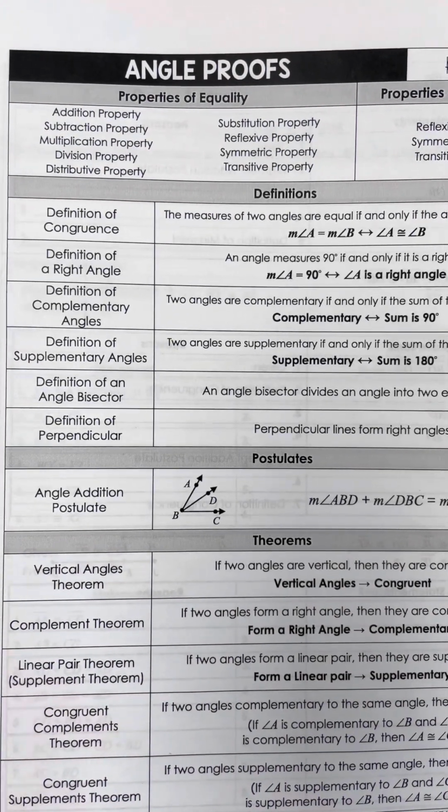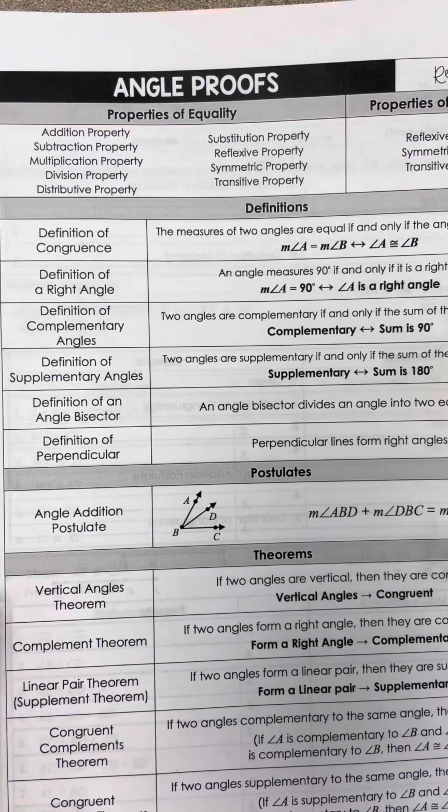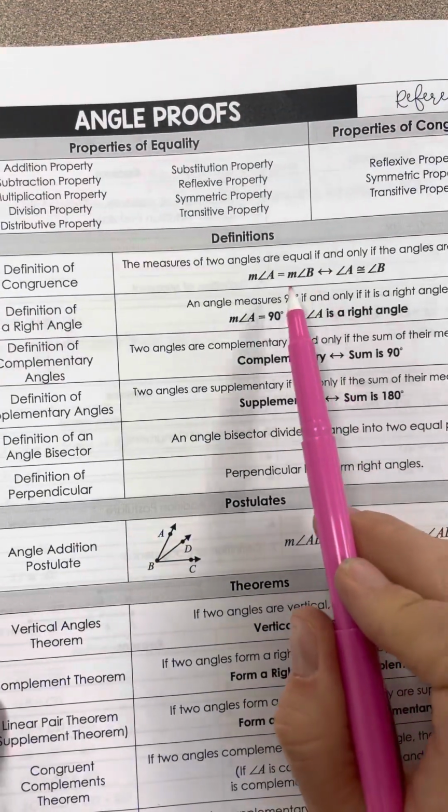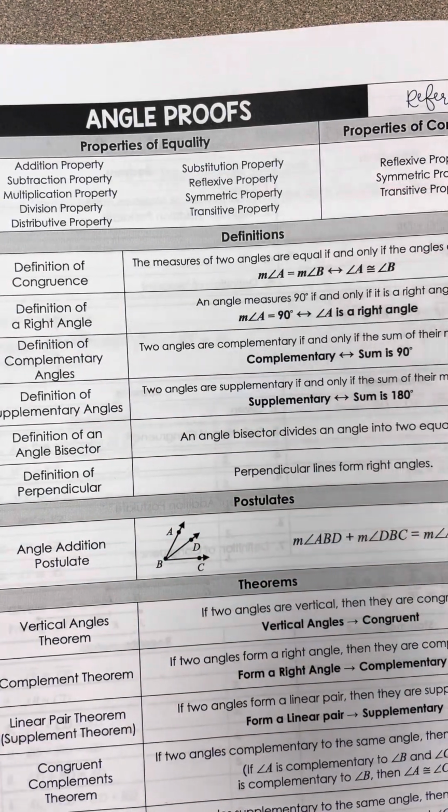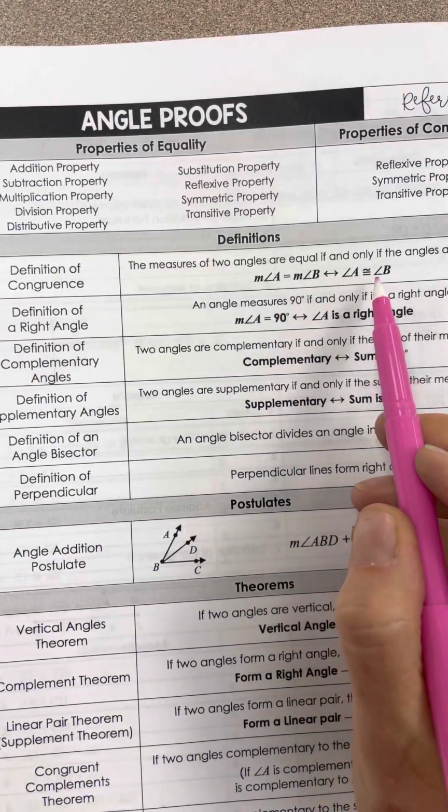Okay, so before you get started on your angle proofs, I want to go over some of the definitions together. Remember, a definition has to be biconditional. You can say it both ways. So if you look at definition of congruence, we already know what congruence is, right? It's taking the measurements and making a congruency statement.